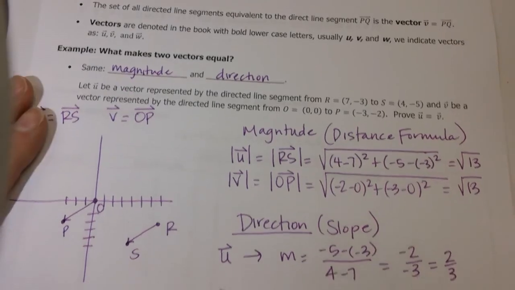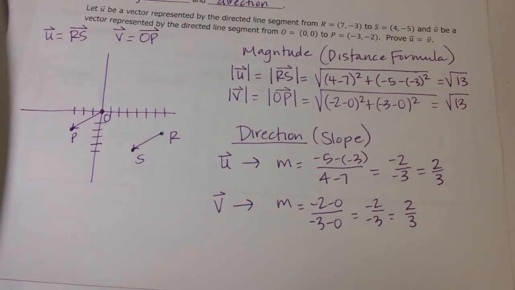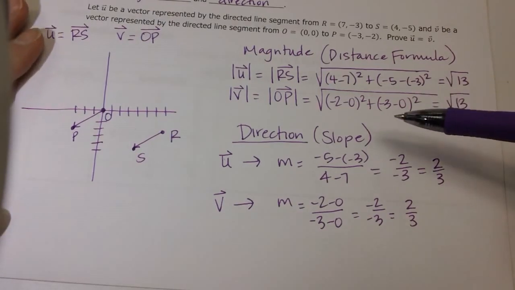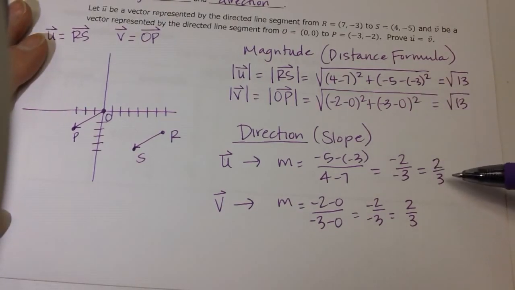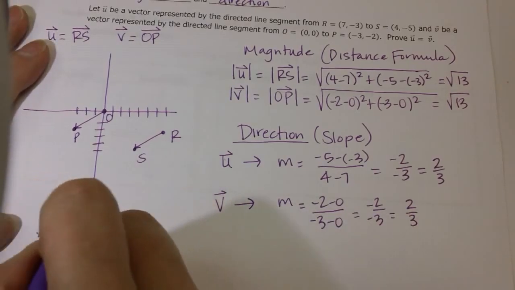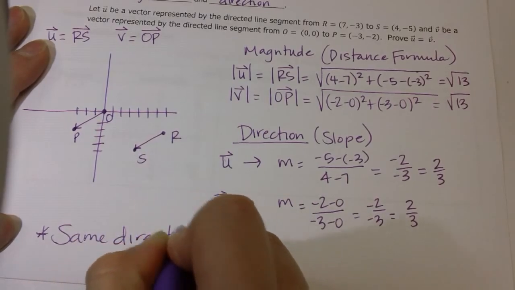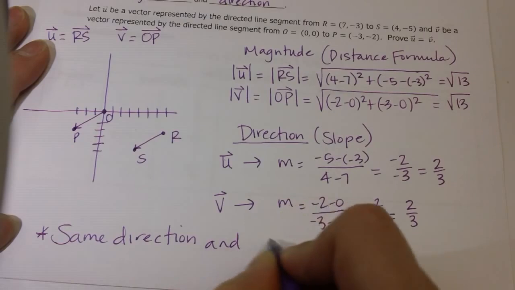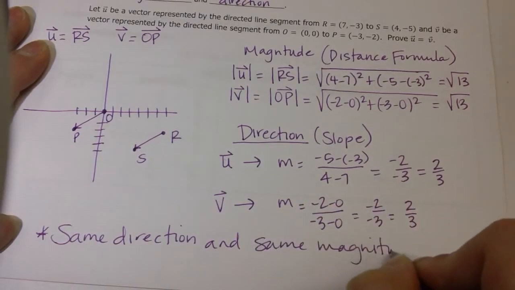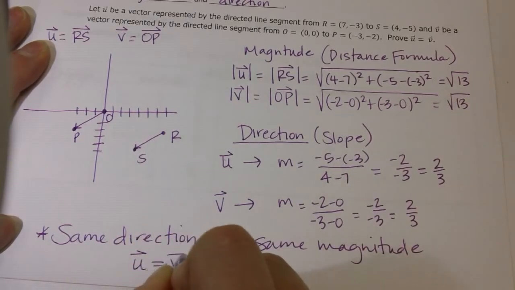So in this case, we have shown that our two vectors have the same magnitude, so they have the same length, the square root of 13, and they're both going in the same direction because their slopes are the same, 2 over 3 and 2 over 3. So since they have the same direction and the same magnitude, vector u is equivalent to vector v.